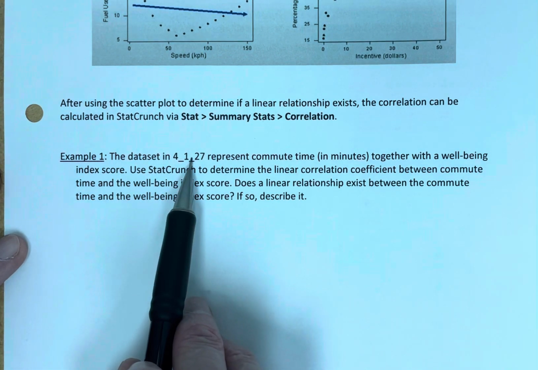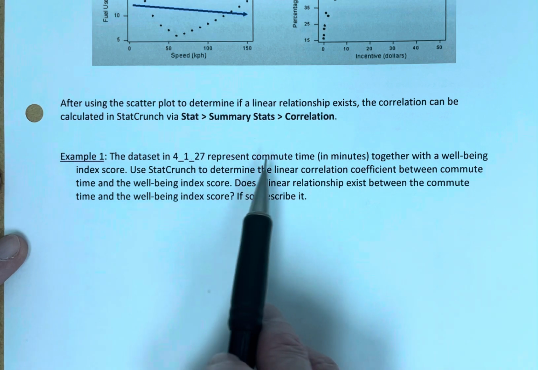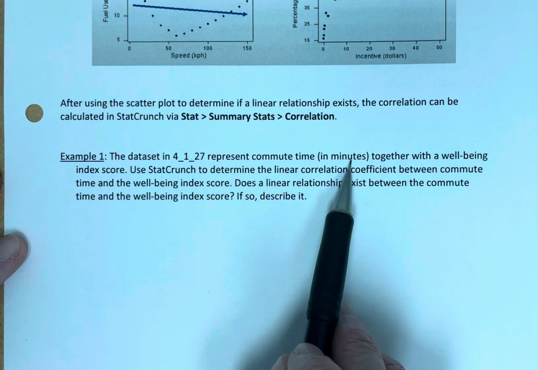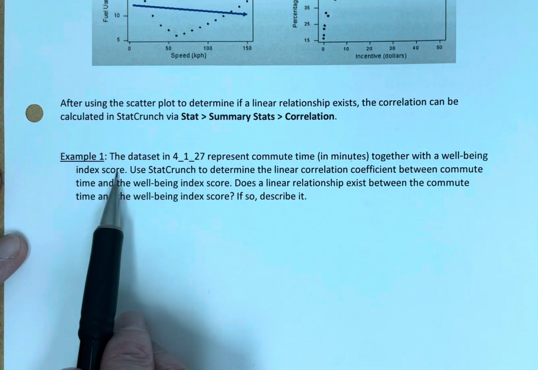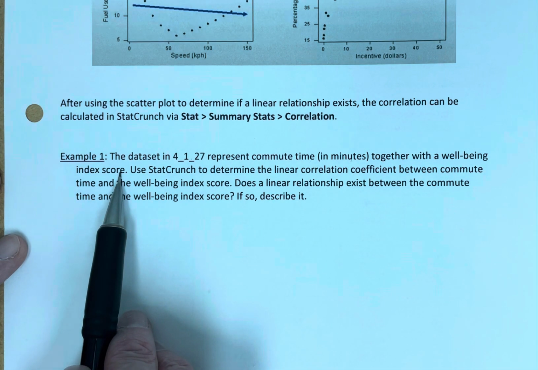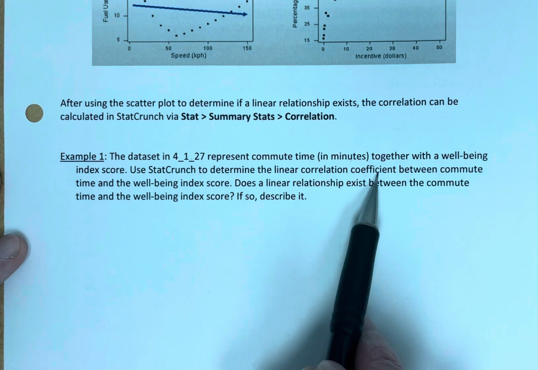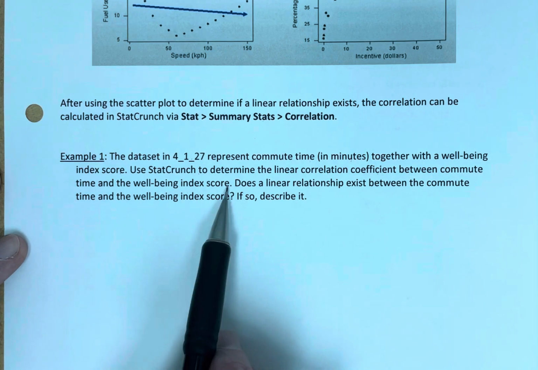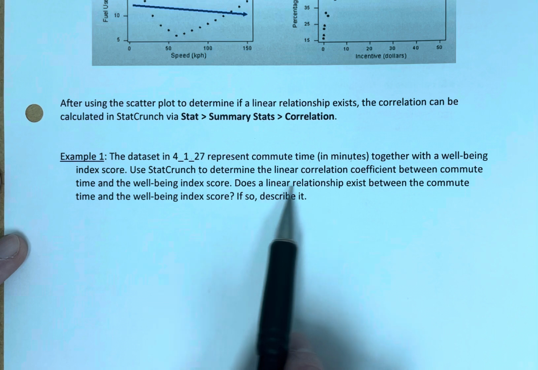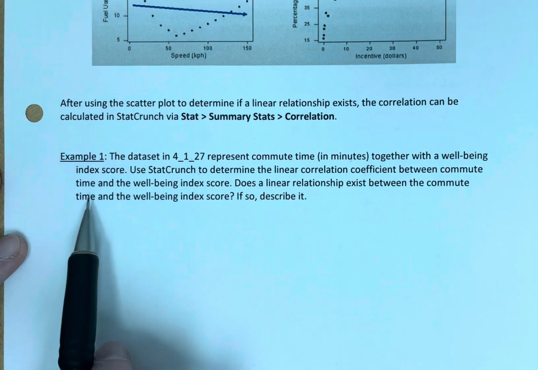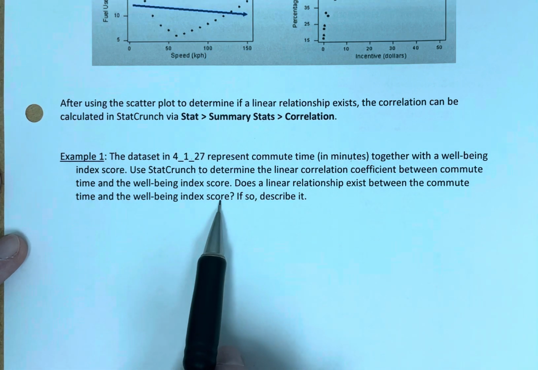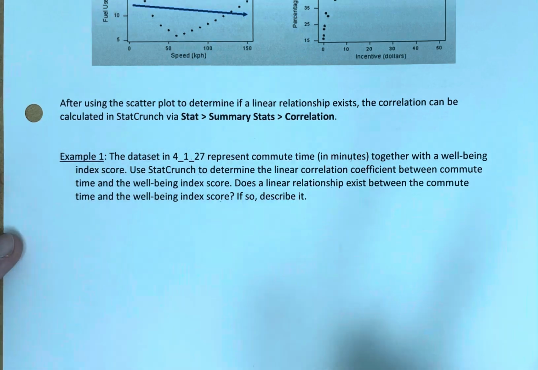So we have that data set we saw in a previous video that represents commute time in minutes, a quantitative variable, together with the well-being index score, another quantitative variable for each individual. We're going to use StatCrunch to determine the linear correlation coefficient between commute time and the well-being index score. Does a linear relationship exist between the commute time and the well-being index score? If so, describe it. Okay, well, let's go to StatCrunch.